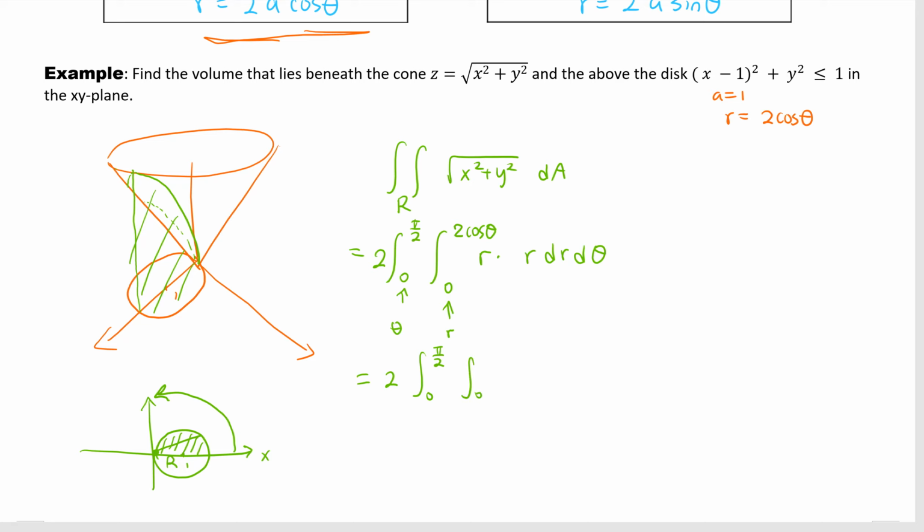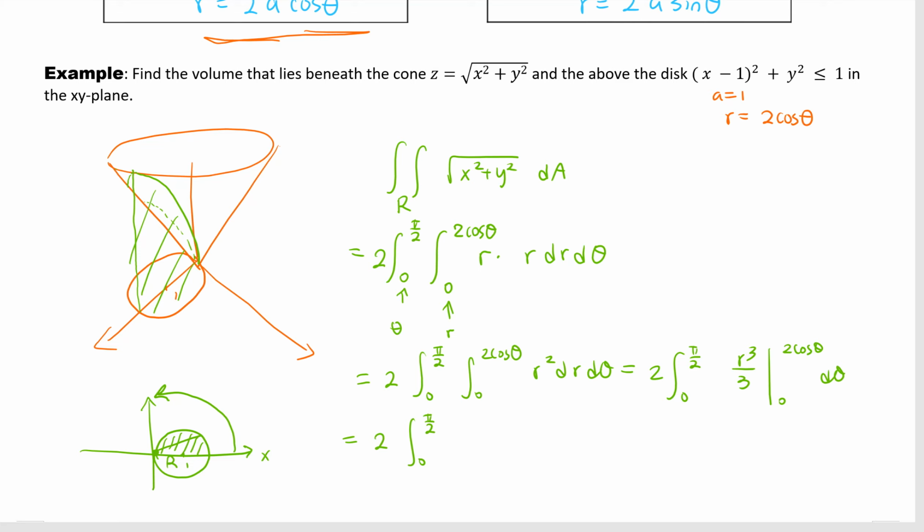So let's continue. Here we have r squared, right? And then the integral of r squared is r cubed over 3, evaluated from 0 to 2 cosine theta, d theta. Yes, so this is a special example where not both of r and theta are constants. So r is a function of theta. So let's see. We plug in 2 cosine theta first.